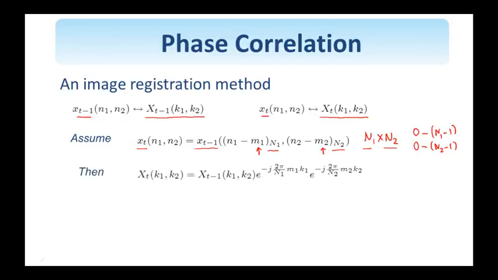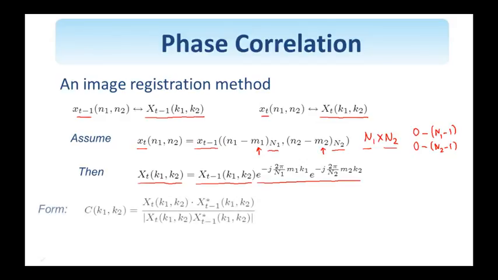Then, based on the shifting property of the discrete Fourier transform, we know that the two images are related in the frequency domain as shown here. So the DFT of x_t equals the DFT of x_{t-1}, and the circular shifts in the spatial domain give rise to this phase component, these linear phase components that multiply the spectrum. So again, the two images have the same magnitude of their DFTs, but in the phase of the second one, I have added this linear phase component.